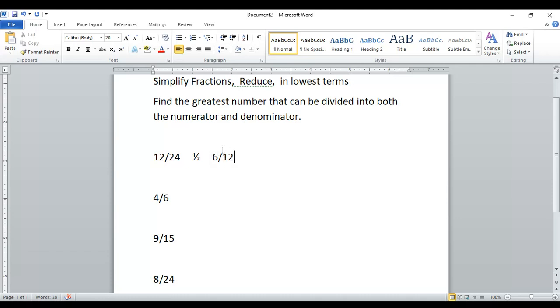So you would have to find another number that could go into both 6 and 12 until you eventually got it down to 1/2. So that's why I say in your first shot, try to find the greatest number that will go into both the numerator and the denominator.